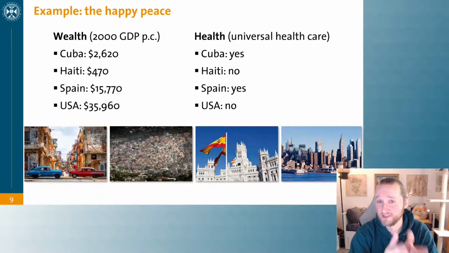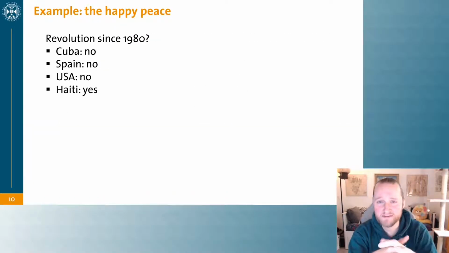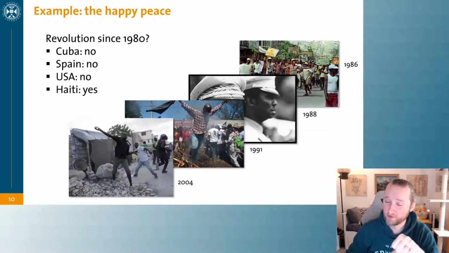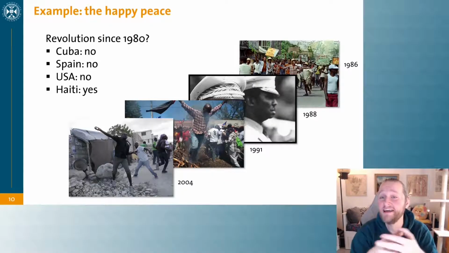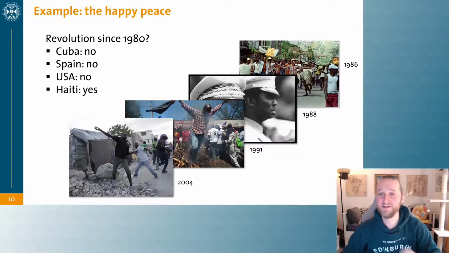So we've established who is wealthy and who is healthy, and to what degree. And now let's look at our dependent variable, the revolutions. If we look at revolutions since 1980, we see fairly quickly that neither Cuba nor Spain nor the US has had any revolutions since 1980, but Haiti has had not 1, not 2, not 3, but 4 revolutions since 1980: in '86, '88, '91, and 2004. So clearly that country is fairly unstable. And if my theory about the happy peace is true, that is because people's basic needs are not fulfilled. And that's why they're trying to do away with their political system every couple of years.